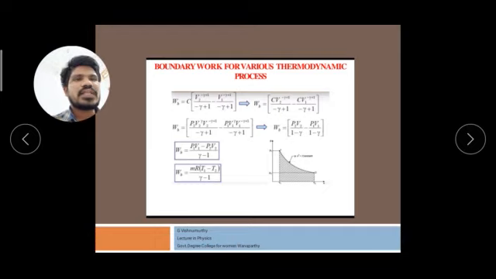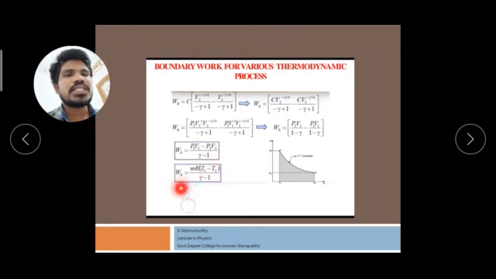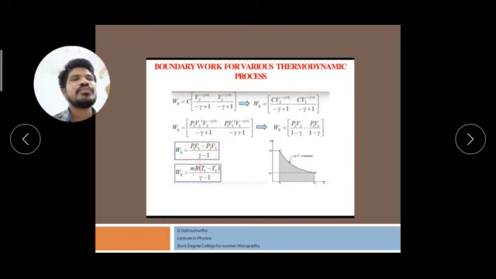Here the boundary work for various thermodynamic processes is given. That is denoted by WB is equal to (P1V1 minus P2V2) by (gamma minus 1). Another one, WB is equal to mR(T1 minus T2) by (gamma minus 1). So this represents the temperature; by means of the temperature the work is done. The other represents the pressure-volume terms of work.